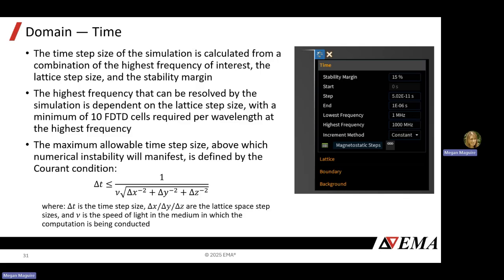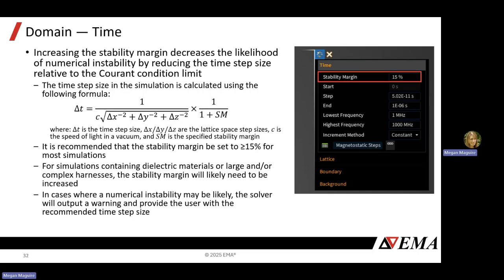The maximum allowable time step size is called the Courant condition. Above that, numerical instability will manifest, and this time step size is the amount of time it would take light to traverse the long side of a cell, essentially. And then the stability margin is used to reduce this time step lower than the Courant condition. So the higher your stability margin, the more likely your simulation is to be stable.